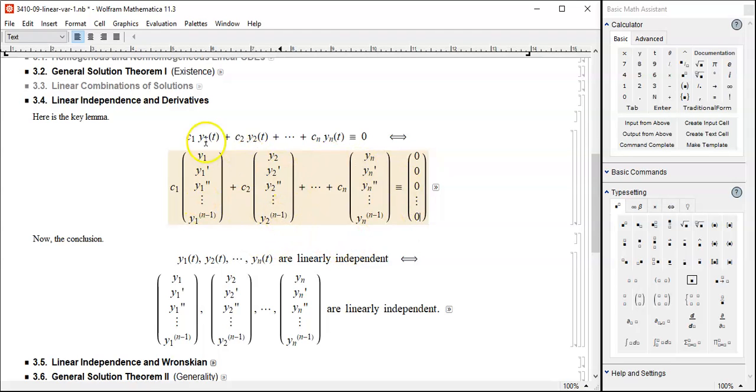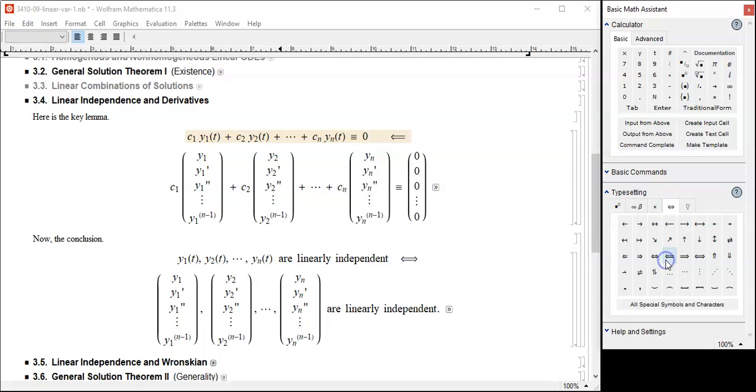If this entire thing is true, and this one is about the first line only, so this direction, the if part, is trivially true. You don't really need any proof because the first line is no other than this. And this one says not just the first line, all n lines are true. So this one is actually a stronger statement. So you don't have to prove it. It's just a trivial observation. This one, on the other hand, the other direction, that requires some thinking. And that's what we are going to do.